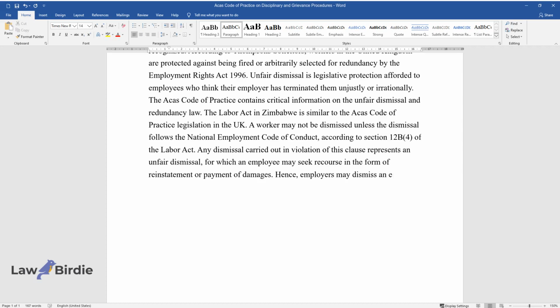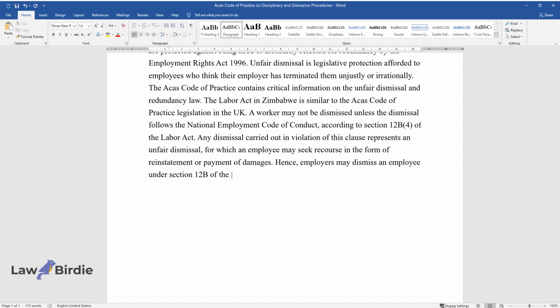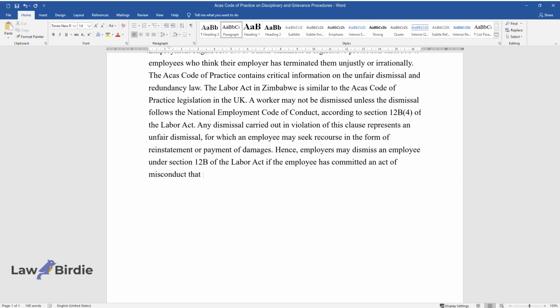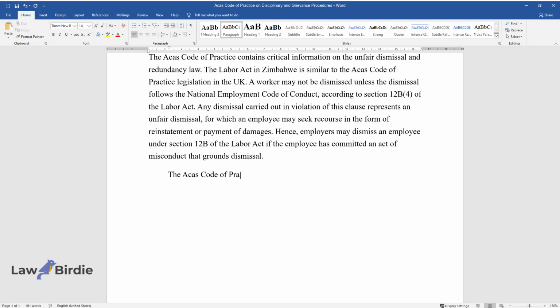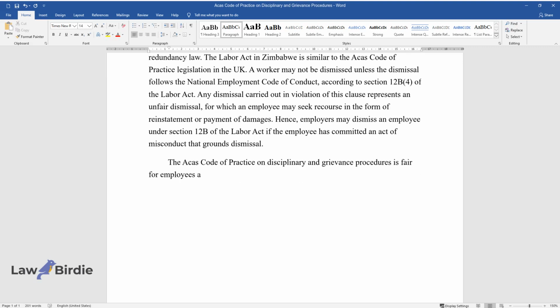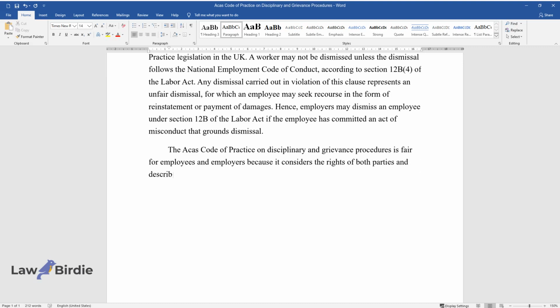Hence, employers may dismiss an employee under Section 12b of the Labor Act if the employee has committed an act of misconduct that grounds dismissal. The Acas Code of Practice on Disciplinary and Grievance Procedures is fair for employees and employers because it considers the rights of both parties and describes what reasonable and unfair reasons for dismissal are.